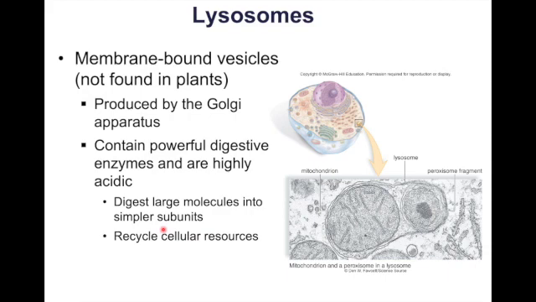Moving on, lysosomes, another membrane-bound vesicle. They don't have these in plants. They're produced by the Golgi. And these guys have powerful digestive enzymes. I like to think of lyse, right? Cells breaking. Lysosomes are going to help digest and break down cells and things like that. So they are for digesting larger molecules into smaller subunits or recycling cellular resources. So for example, if a cell were to engulf a food item, the lysosomes might help digest that and break it down, break a carbohydrate down into simpler glucose.